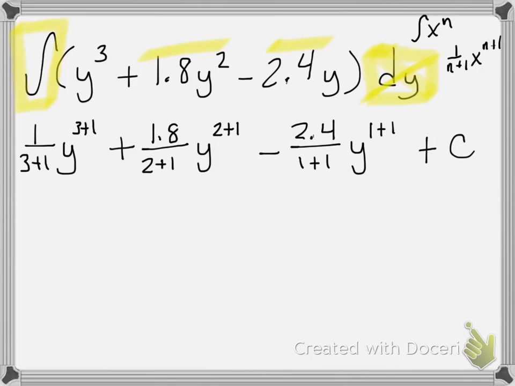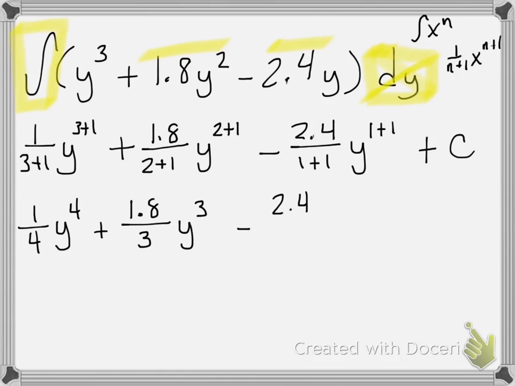So now, just go through and start cleaning it up a little bit. We're going to have 1 over 4 y to the 4th, plus 1.8 over 3 y to the 3rd, minus our 2.4 over 2 y to the 2, and plus a constant.